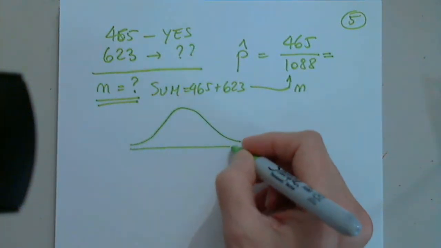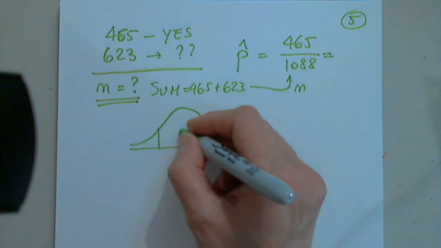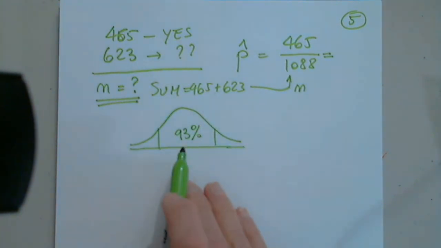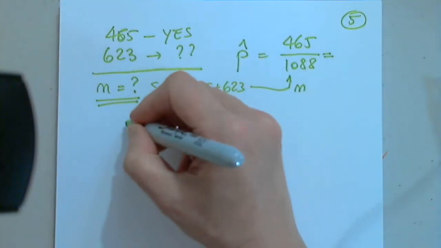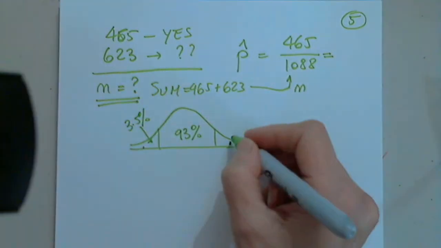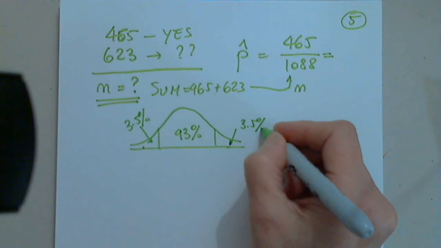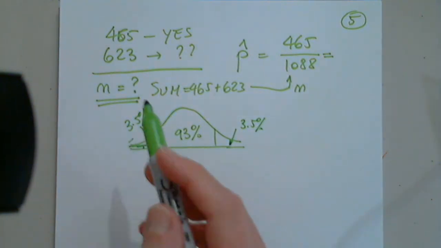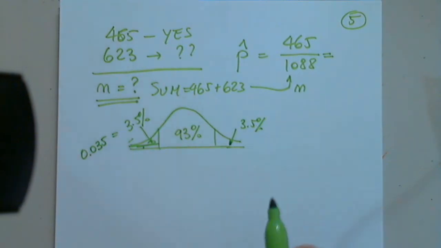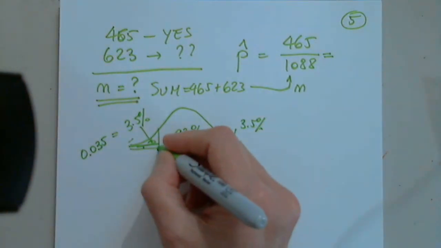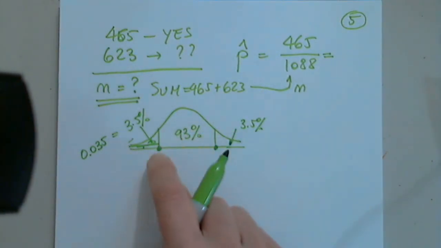Again, like we just looked at the other two, I have 93%. So obviously 7% is left here and here, so this must be half of that, 3.5%, and this must be 3.5%. So this area is 0.035, and of course this one is the same. So I want to determine this z, and I want to determine this z.